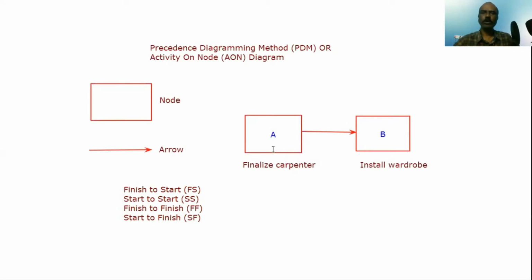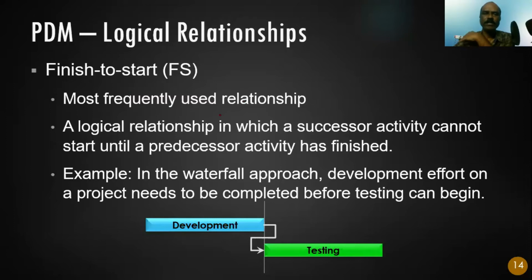Actually, the one I have shown you here is called finish to start, FS, where I have to finalize carpenter, finish finalize carpenter, and then start installing the wardrobe. Finish of A triggers the start of B. So that is FS. Of course, we have three more relationships. We will see them one by one. So finish to start, or FS, is the most frequently used relationship.